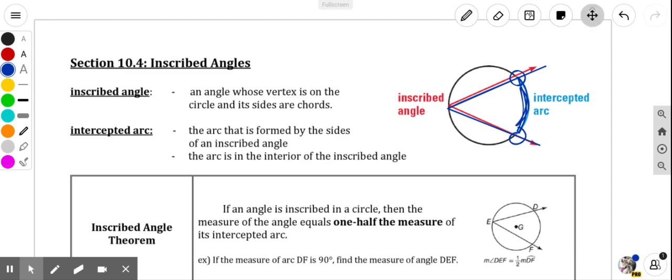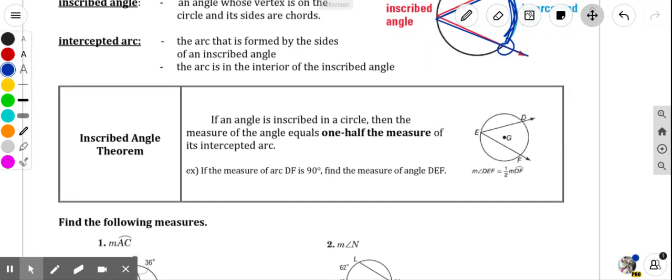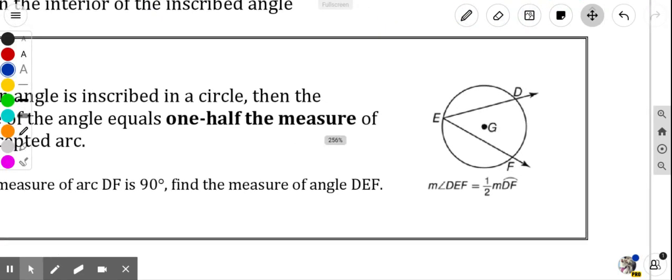There is something called the inscribed angle theorem that has to do with the measures of the inscribed angle and the intercepted arc. It says that if you have an inscribed angle, it's half the measure of the arc. If you look at this picture here, this angle DEF is an inscribed angle. This is its intercepted arc. So this angle here would be half the measure of the arc.